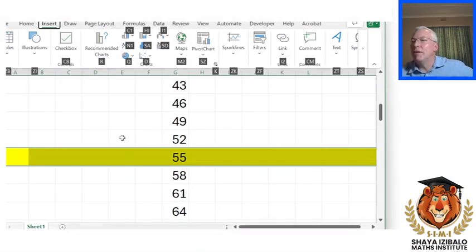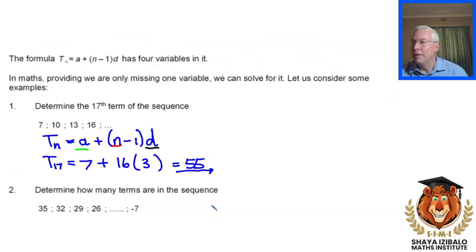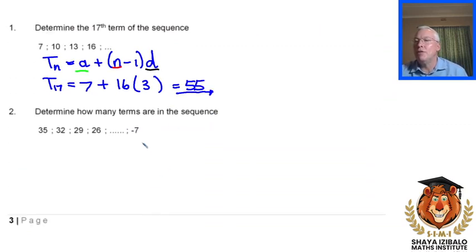Let's see if we can get out of here and back to here. We're going to stop there. We're going to ask you to see if you can do this question and maybe a couple more for homework, and then we will be back tomorrow and we'll go over them.